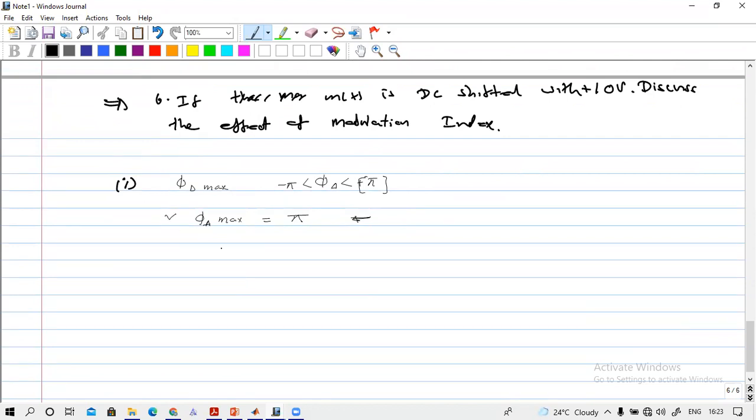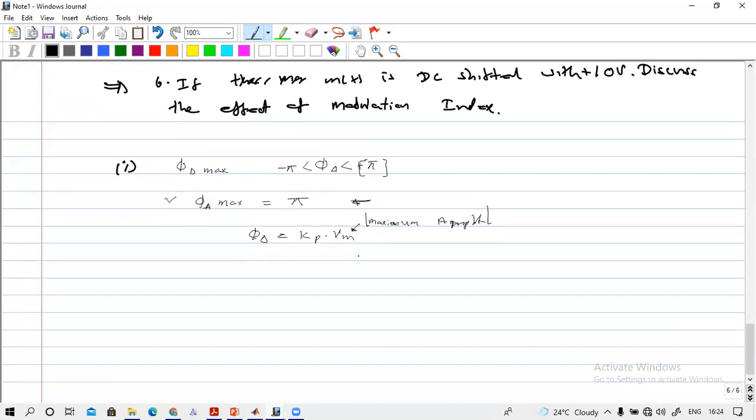Then we are asked to find the phase sensitivity. We have already defined the phase sensitivity, that is equal to Kp Vm. This Vm is the maximum amplitude. It should be the absolute value, so the absolute maximum amplitude of the modulating signal.